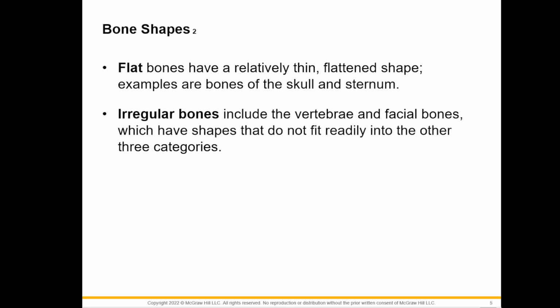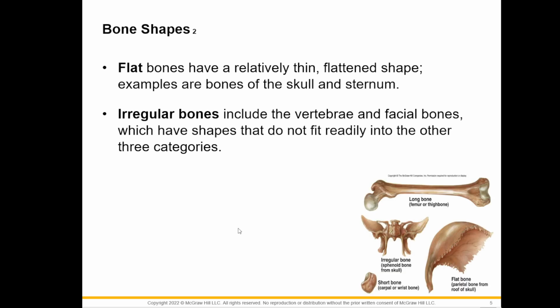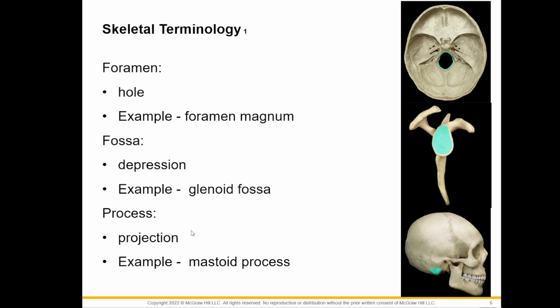Flat bones naman are relatively thin. Of course, they are flattened in shape, thus the name flat bones. And usually we find them in the skull and in the sternum. While irregular bones include the vertebrae and the facial bones because they do not fit in long bones, in flat bones, nor in short bones. Plus, they have a very unique shape, kaya sila tinawag na irregular bones.